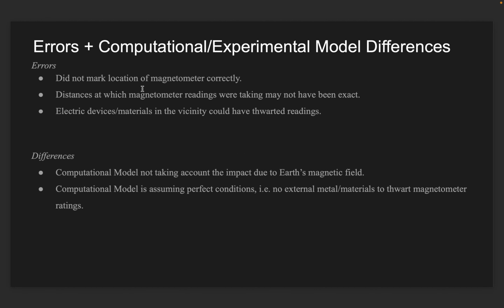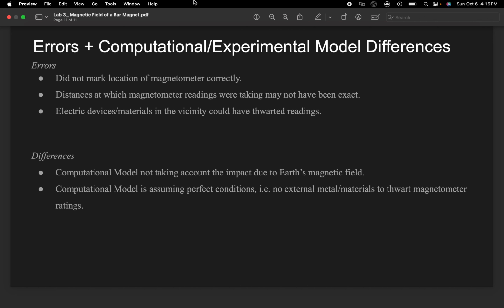Some errors: we didn't mark the location of the magnetometer correctly, the distances at which magnetometer readings were taken may not have been exact, and electric devices and materials in the vicinity could have thwarted readings. Finally, our computational model could not have taken into account the impact due to Earth's magnetic field, and it's assuming perfect conditions.